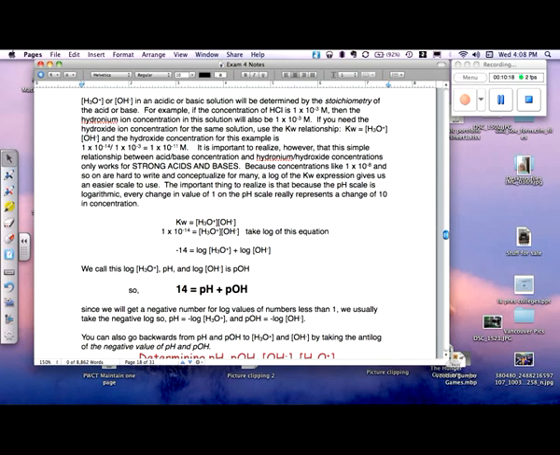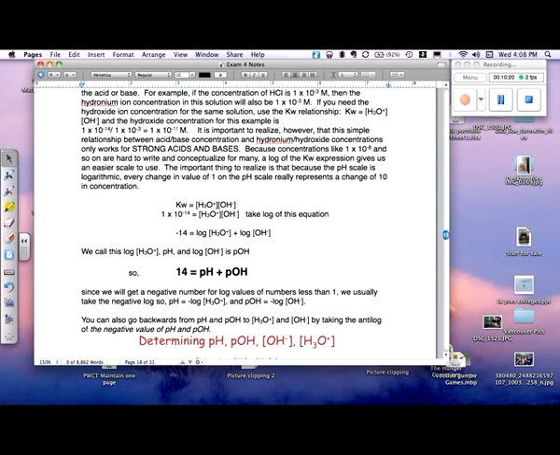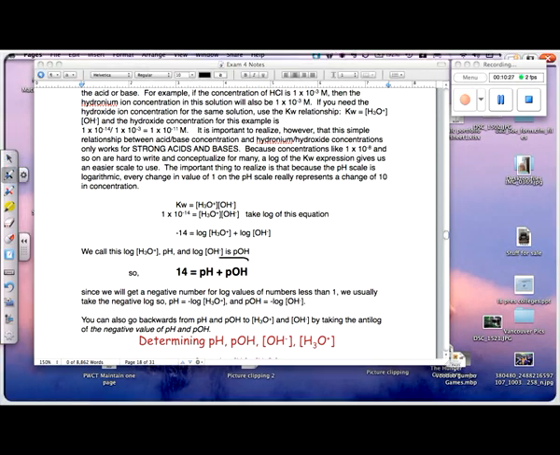Now, there are lots of different relationships here. So if I take this Kw expression and I take the log of it, that's how we end up with this handy little relationship. So this one here and this one here that we have above in the notes really are equivalent to one another. They're just, one is a log of the other one. This is the log of the top one.